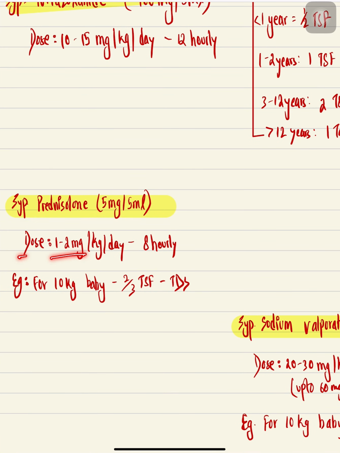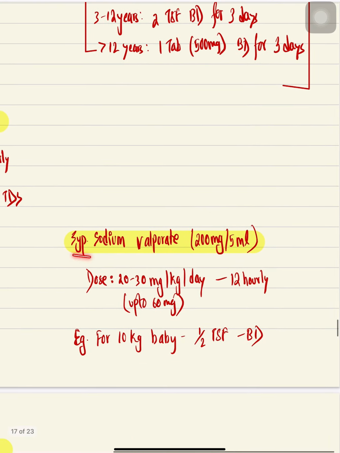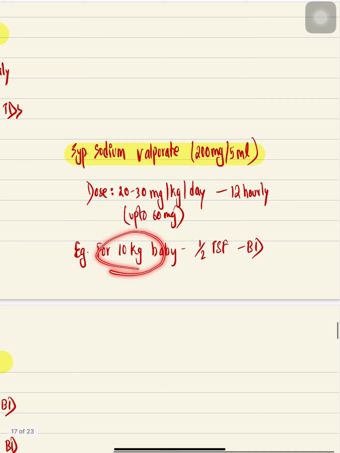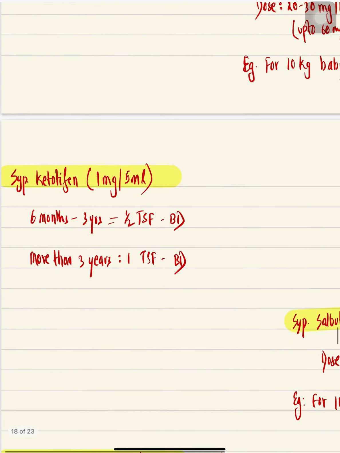Dose is 1 to 2 mg per kg per day, 8 hourly; for a 10 kg baby, 1 TSF TDS. Syrup sodium valproate 200 mg over 5 ml. Dose is 20 to 30 mg per kg per day, 12 hourly. It can be given up to 60 mg for a 10 kg baby, half TSF BD.